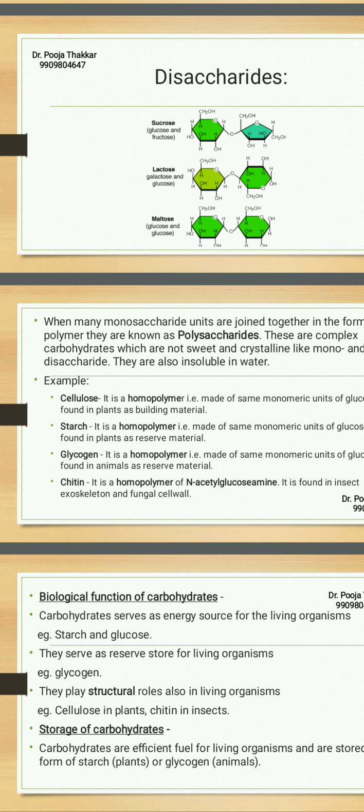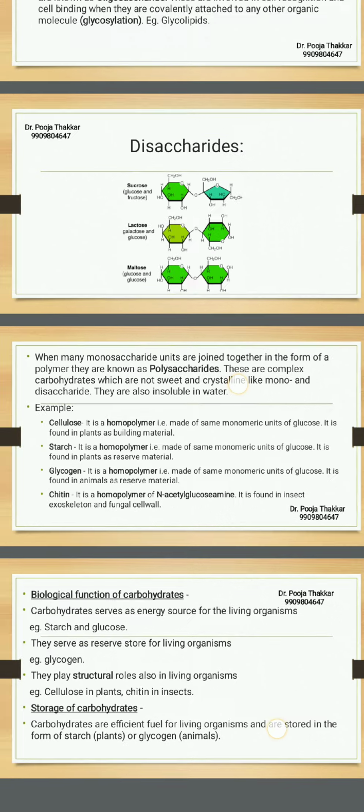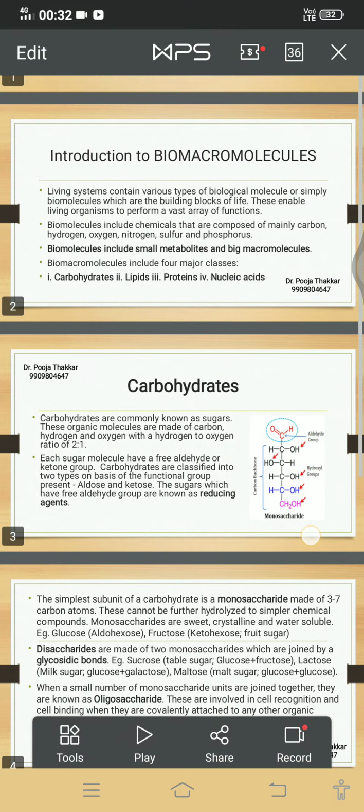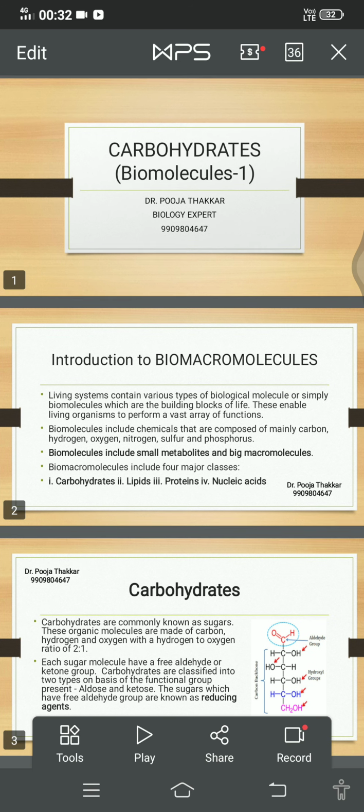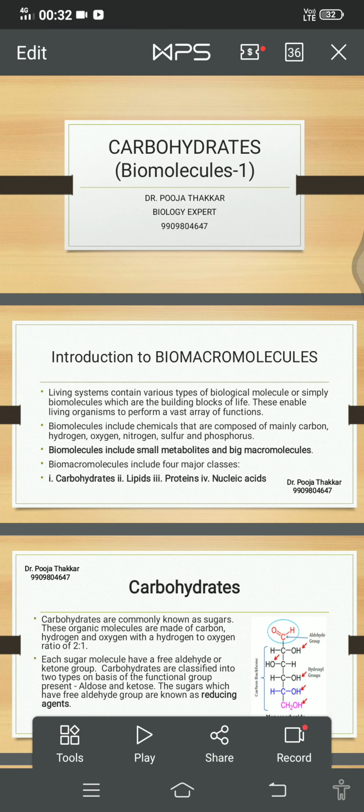Okay, so this is the function of carbohydrates, and where the storage exactly takes place, as we have discussed, in the form of starch they are stored in plants, as well as in the form of glycogen they are stored in animals. Okay, so this is the very basic information regarding carbohydrates.